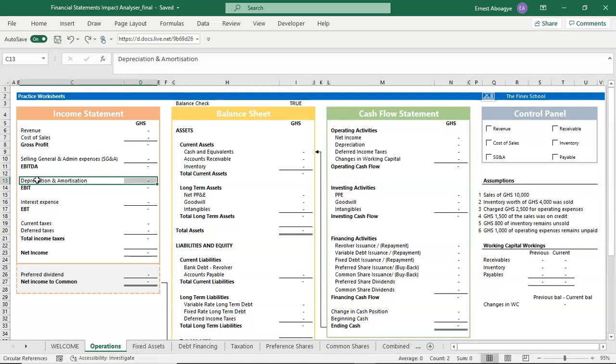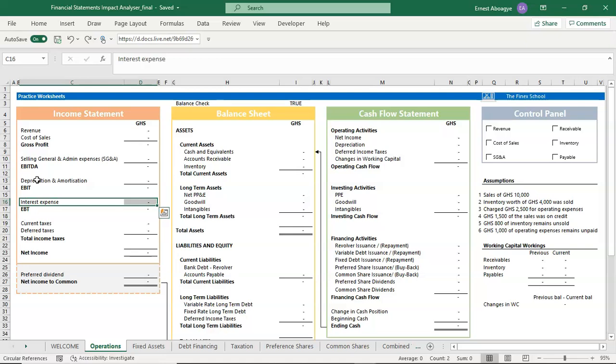There are some other different methods of depreciation, but for our sake, let us restrict ourselves to these two probably. That is the reducing balance and the straight line method. The next line is our interest expense.